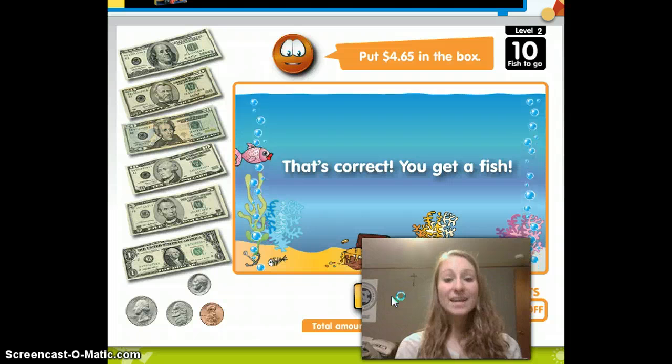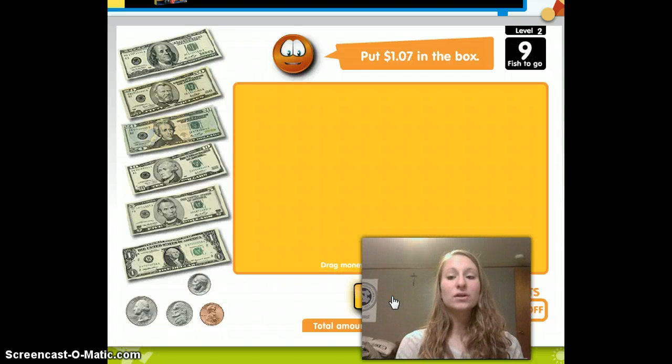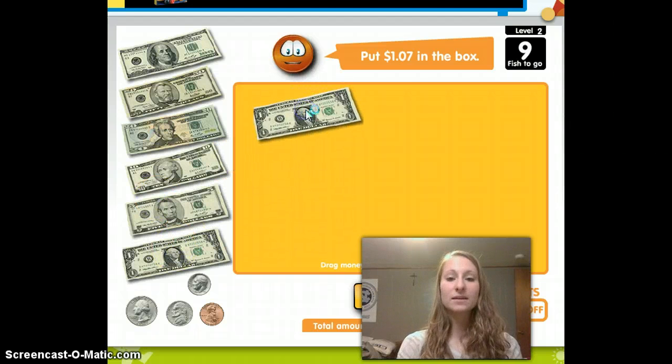Now, our next amount is $1.07. So to get this, say if you don't have $1, you can use 4 quarters to make up that dollar, but we have $1 we can use, so we'll place that up there. And then, to get 7 cents, we'll use a nickel, because it's worth 5, and 2 pennies, because they're worth a cent each. So now we have $1.07.